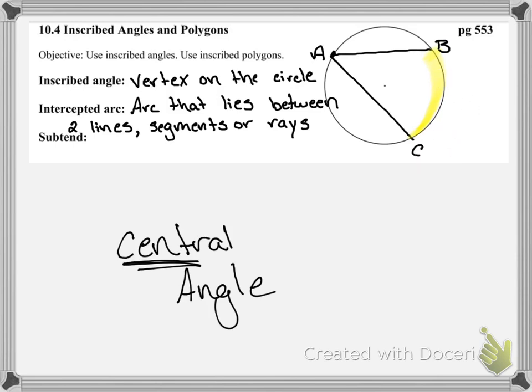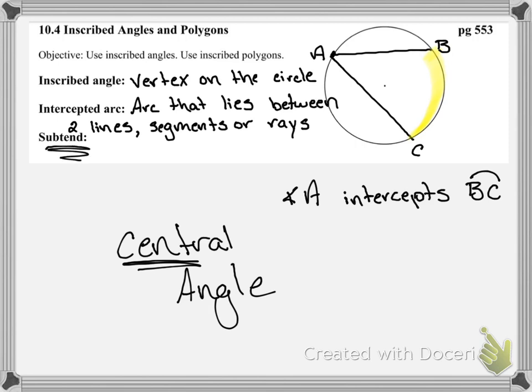With this whole intercepted idea, we would say here that angle B intercepts arc BC. Angle A intercepts arc BC.